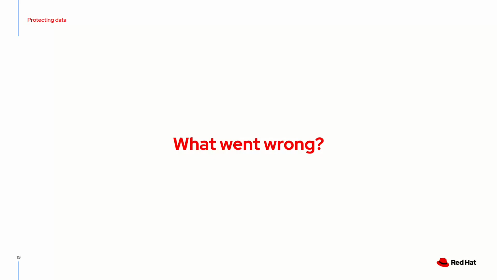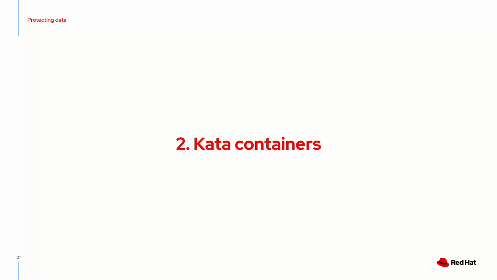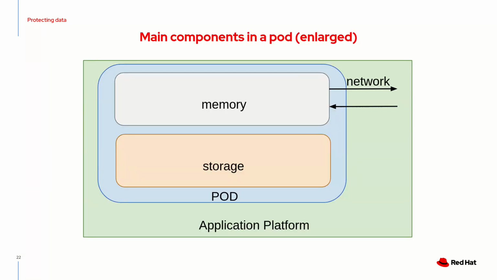So what went wrong here? The problem is that the admin, the rogue system admin, can still access the memory. While the network and the storage are encrypted, the rogue system admin can still get a memory dump and can still fetch a secret. Let's look now at what Kata containers are and what they try to solve.